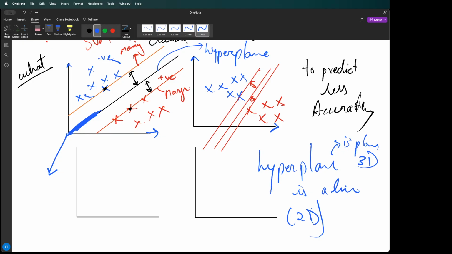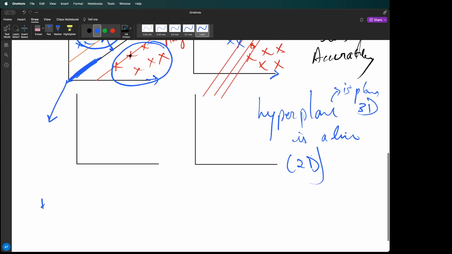SVM tries to find the hyperplane that best separates the data into different classes. Okay, so this is one class, negative class, and one class, positive class. That is the work of SVM, to find the best hyperplane which separates the data in the best manner possible, right? And the margin, again, is the distance between the hyperplane and the closest data point. This is the closest data point to the hyperplane. This distance you can call margin, right? And the line also you can call margin.